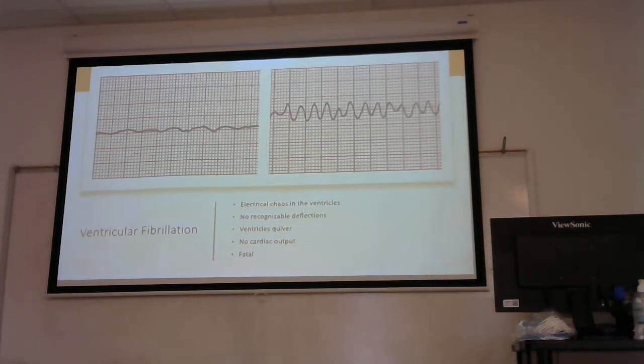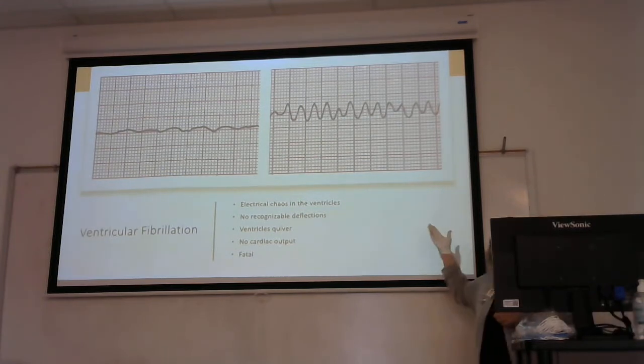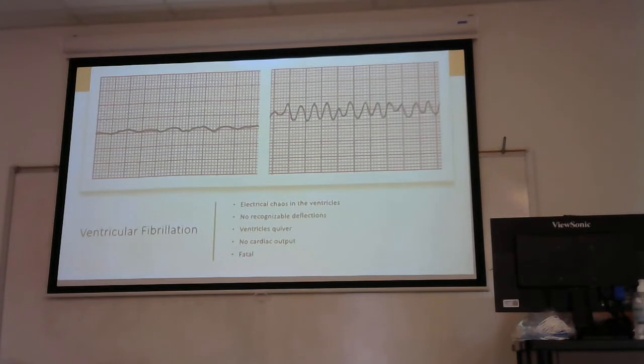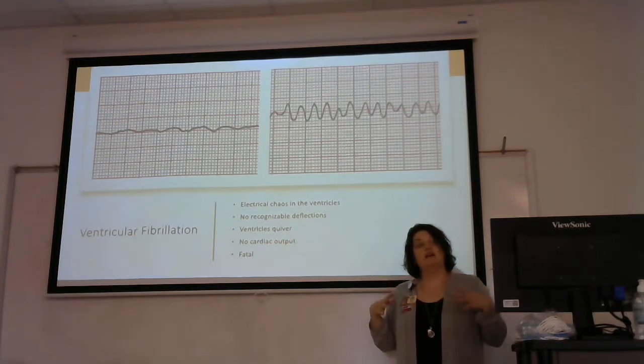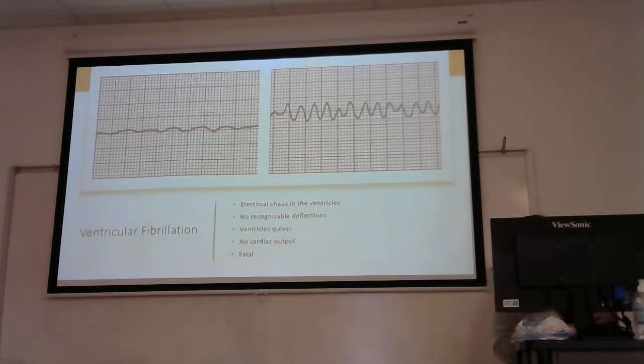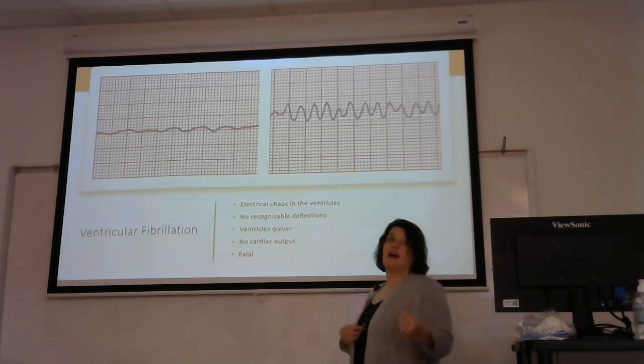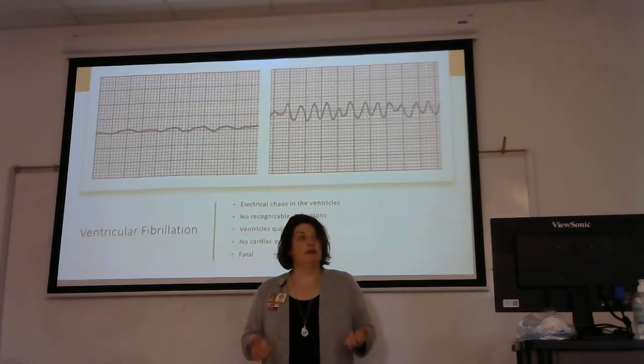So if I was doing my 5-step analysis on this rate, you can't determine a rate looking at these, can you? No. Rhythm, all you can tell me is that it's irregular. Okay? You can't determine a P wave or a PR interval, and you can't even really determine a QRS complex. You just have chaos occurring in the ventricles. That's what's going on here. And the thing is, this is fatal unless you terminate it within 3 to 5 minutes. That's all you have. Okay?